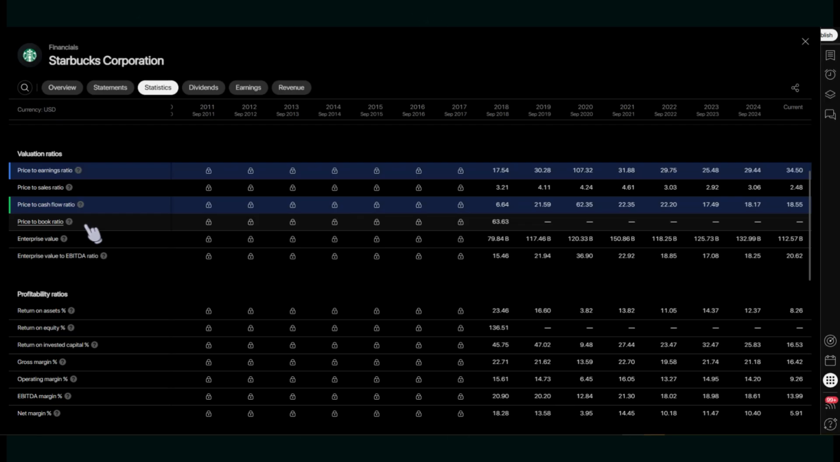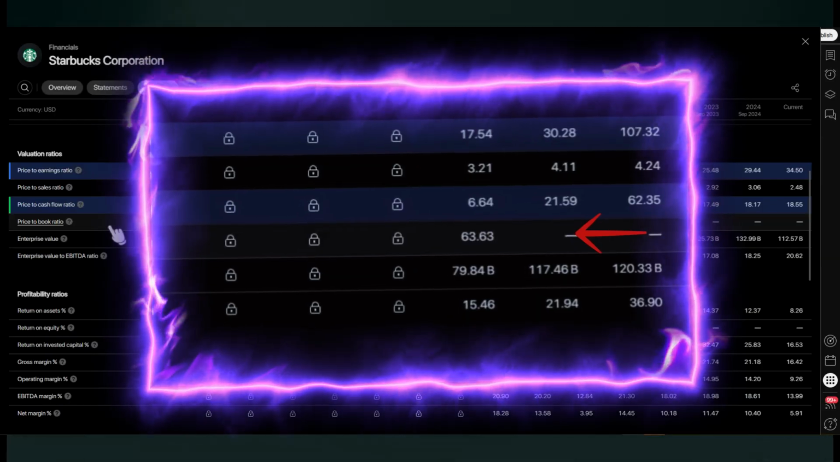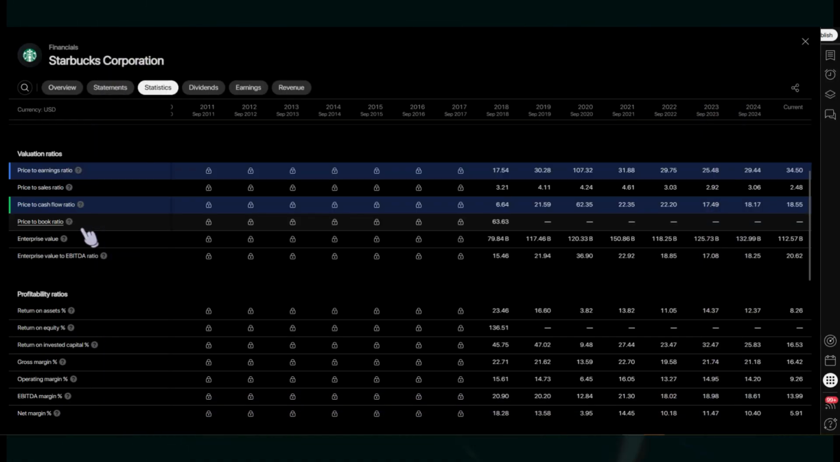After 2018, the price-to-book ratio goes blank. And that's because Starbucks bought back so many shares and took on debt that its book value turned negative. Once that happens, you can't really calculate a price to book anymore.